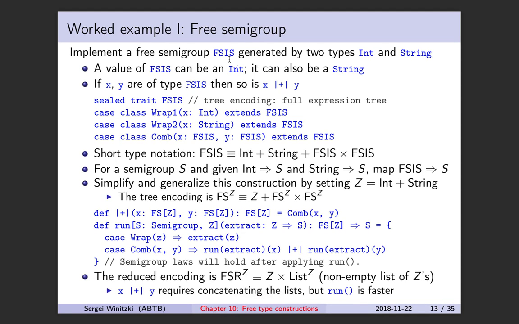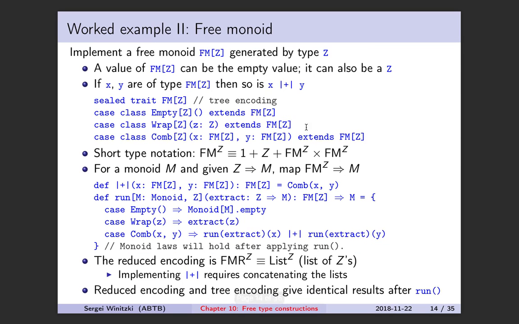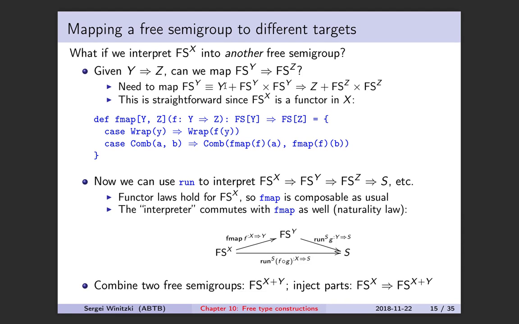Then I show how to implement a free semigroup. I show the tree encoding and I derive the reduced encoding. I do the same for the free monoid. I show what happens if we want to map a free semigroup to different target semigroups. And the run operation will satisfy a certain naturality law, and the functor law will be also satisfied.